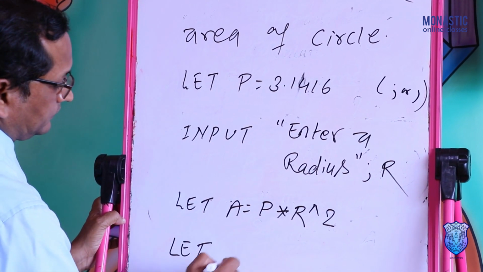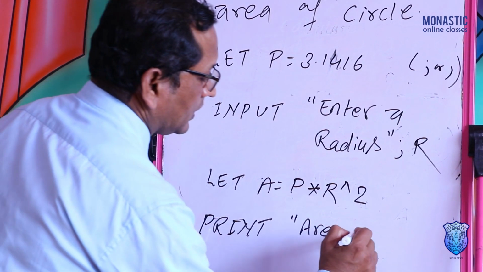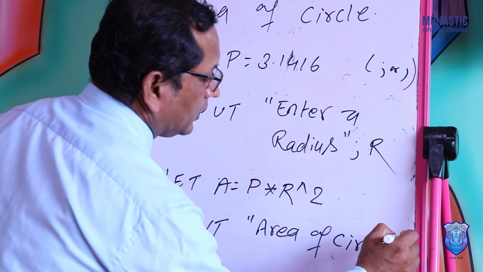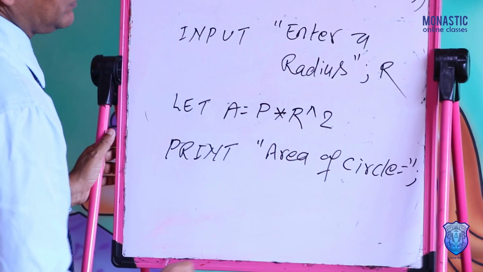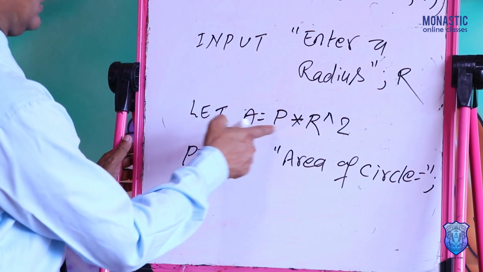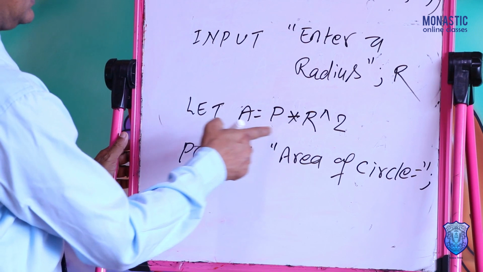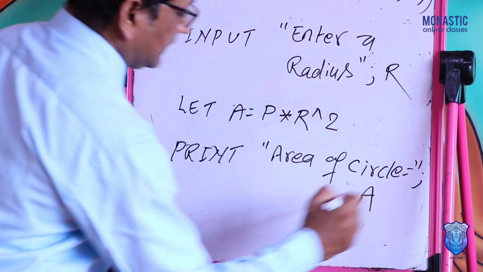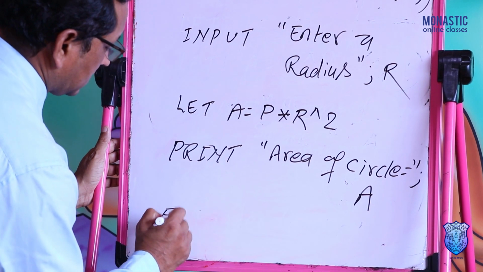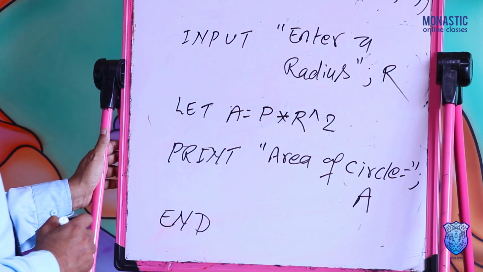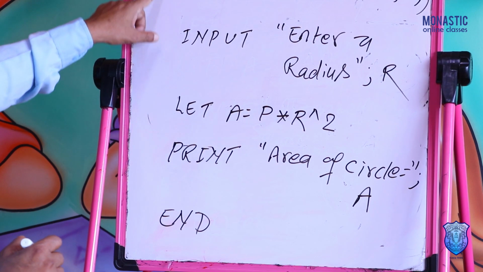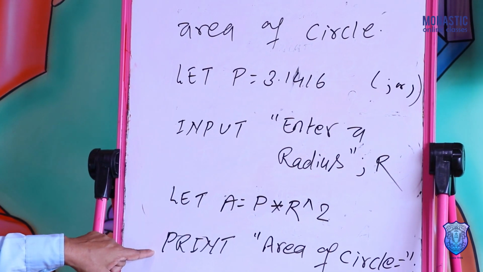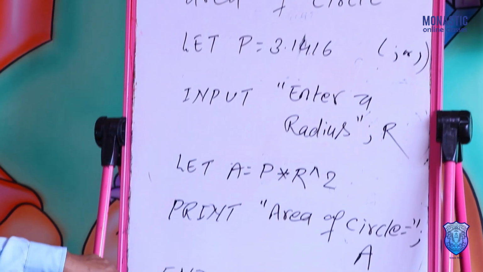Now print area of circle is equal to, semicolon, the variable separator. Now the value is stored in A, this processing is stored in A, that's why A. After that the program ends. See here also, these are the values, this is the processing, this is the output, this is the end, the program is terminated.